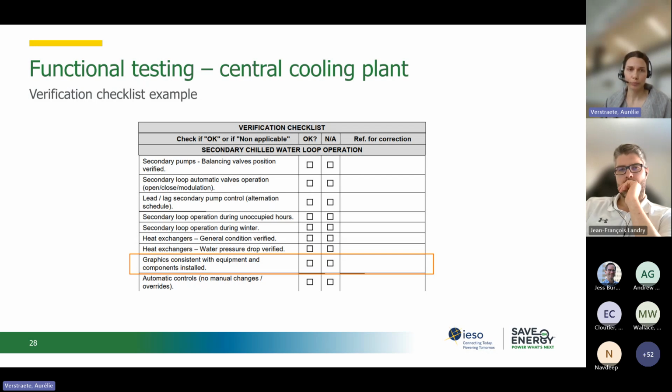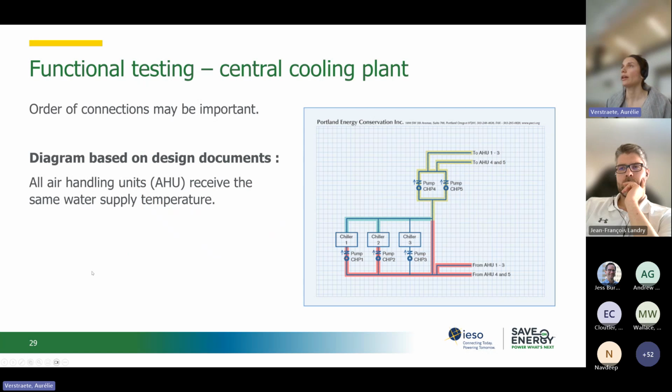Sometimes systems are misunderstood by operation staff and not operated well because of that point, because the building automation system graphics or diagrams do not correspond to reality. So here is an example to illustrate that point.